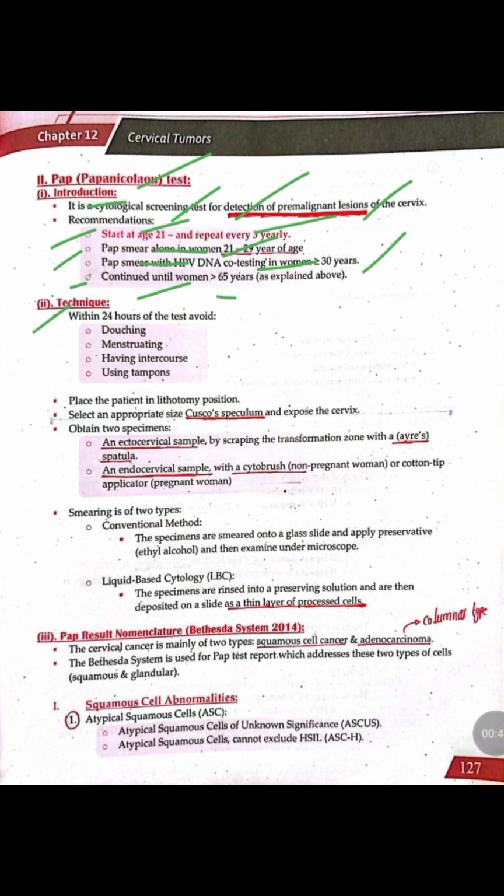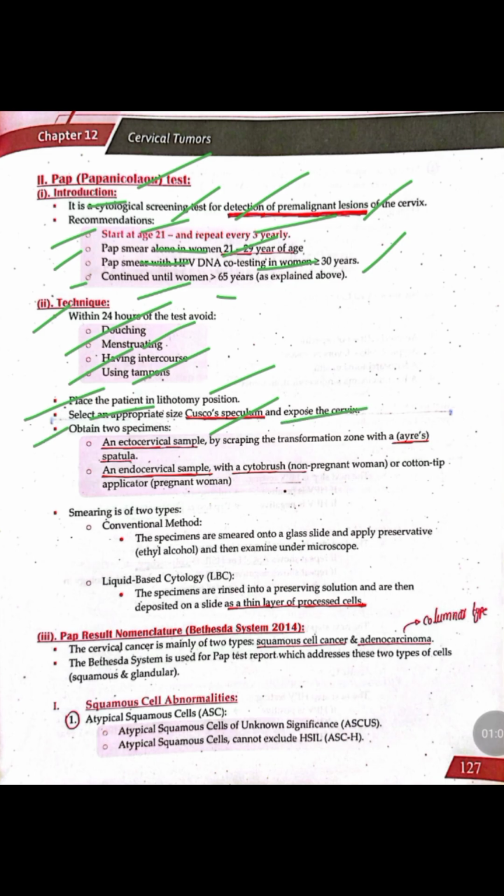And the technique for the Pap smear is, within 24 hours of testing, avoid menstruating, heavy sexual intercourse, and avoid using tampons. Similarly, place the patient in a lithotomy position, and then select an appropriate size cusco speculum to retract both anterior and posterior vaginal wall and expose the cervix.